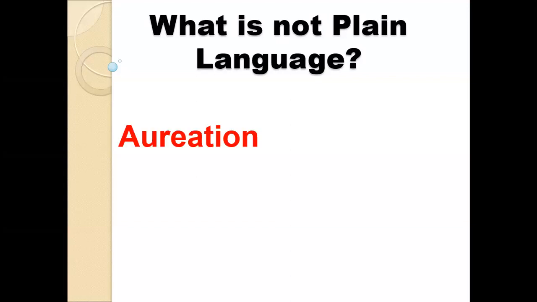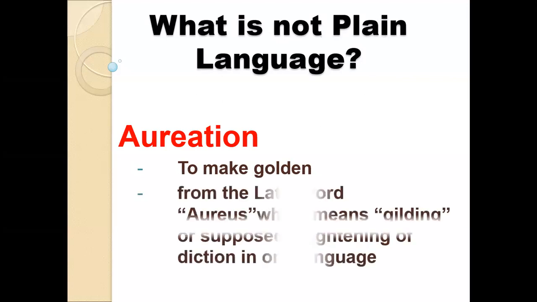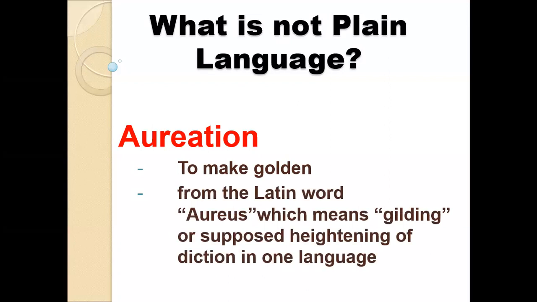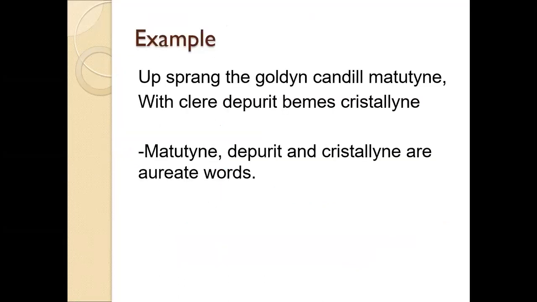First is oration. So when we talk about oration, this is the definition: to make golden, from the Latin word aureus, which means gilding or supposed heightening of diction in one language. So what are the examples of oration? Upsprung the golden candle. I don't know how to read this.